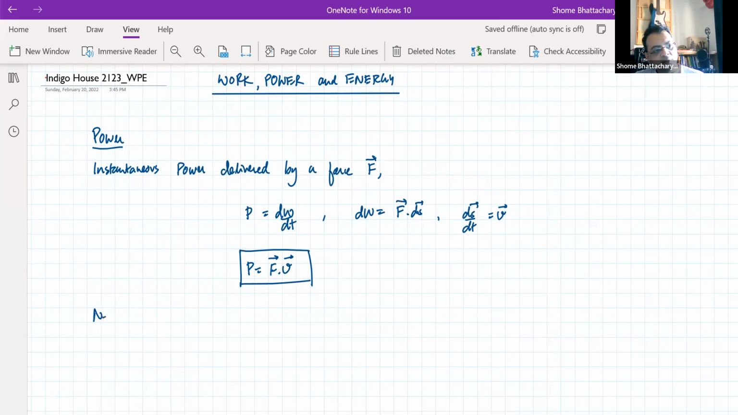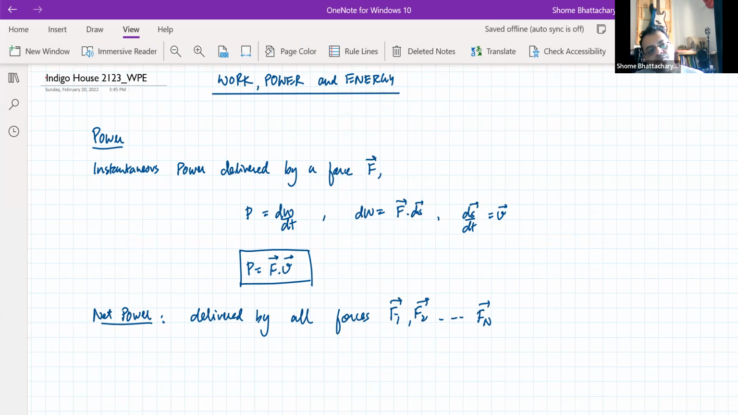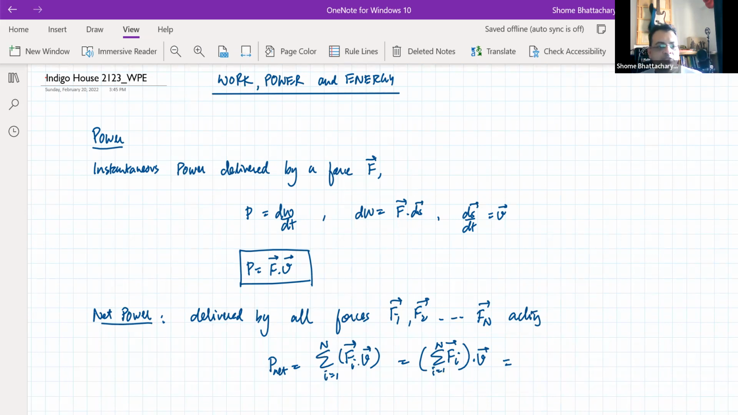So now we can say that net power, that is the power delivered by all forces, let's say F1, F2, n number of forces acting, becomes summation of F dot v for all the forces, which can also be written as summation F, whole thing, dot product with v, because obviously v is the common velocity of the particle on which the forces are acting.